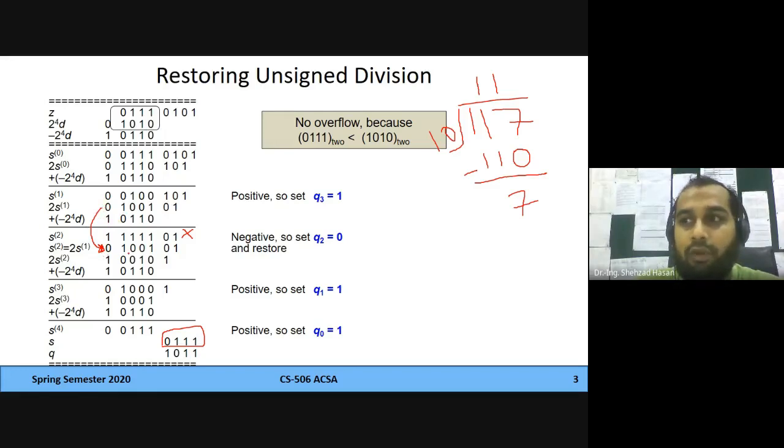Continue means to left shift and then subtract. So we cannot continue from this point. So we are going to restore S2 to the previous value that it had at this point. So that is restored in this step, and then we are going to continue.